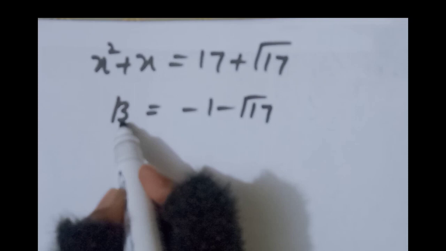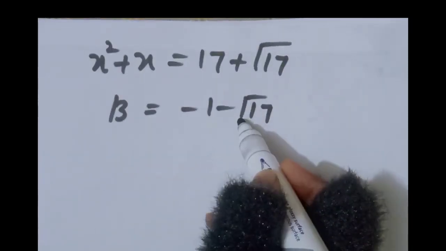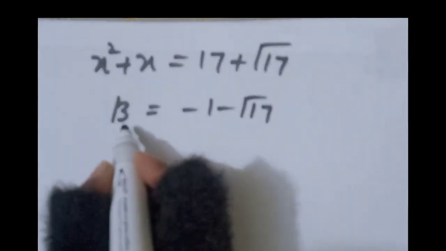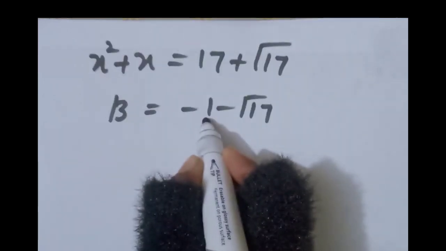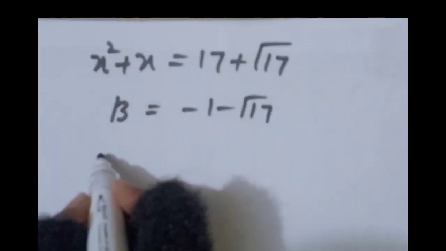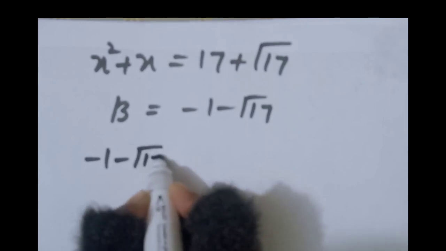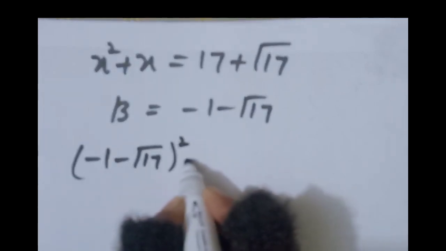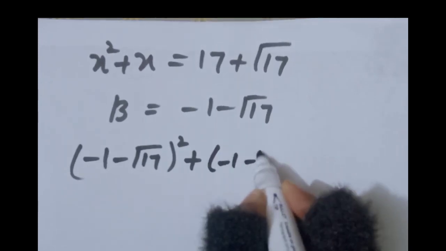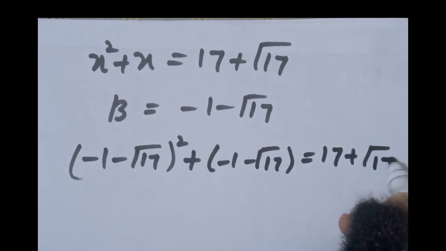Now we put the value of beta in the above equation to check that this answer satisfies our equation or not. So let's start. We replace x by minus 1 minus square root of 17. So this will become minus 1 minus square root of 17 whole square plus x, which is minus 1 minus square root of 17, is equal to 17 plus square root of 17.